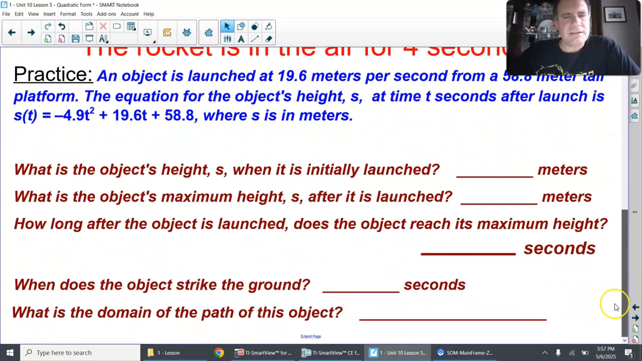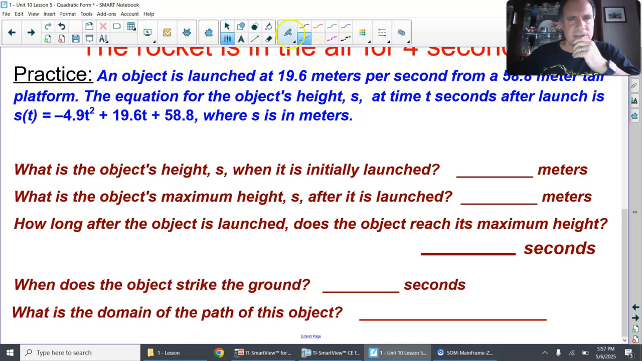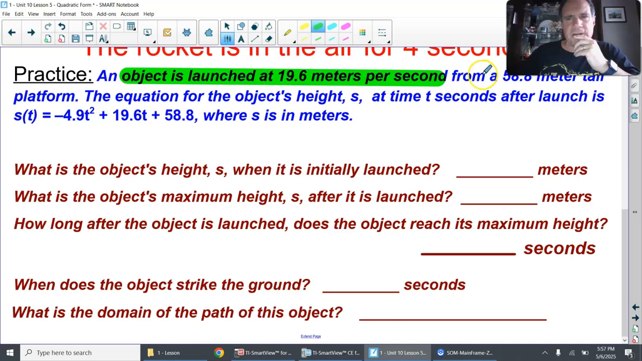So we're going to practice and we're going to answer all of these questions. These are really good questions. The object is, like, just take it slow because this is a little bit difficult. It's launched at that right there, and it's 58.8 meters tall on the platform.